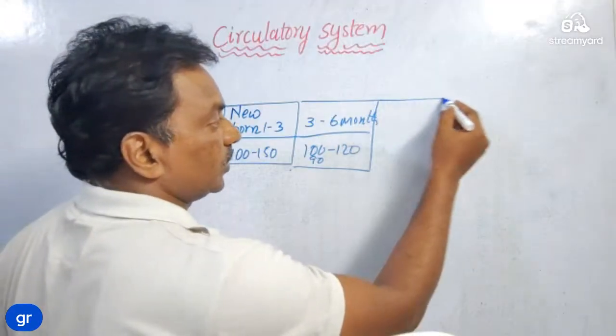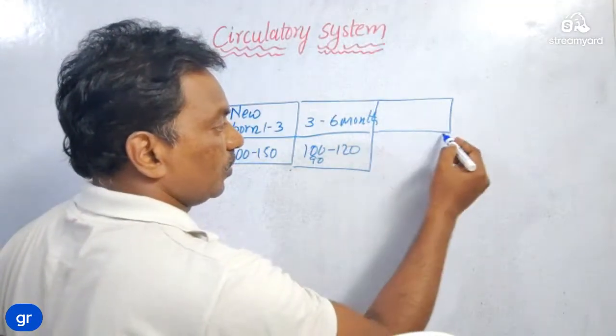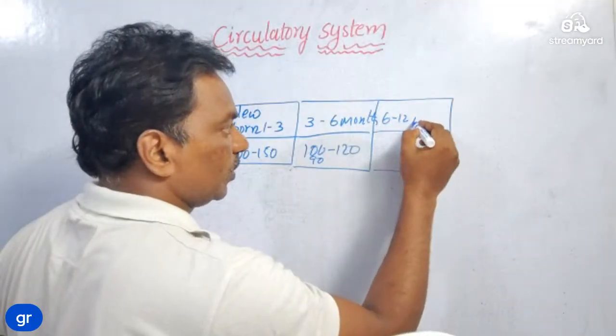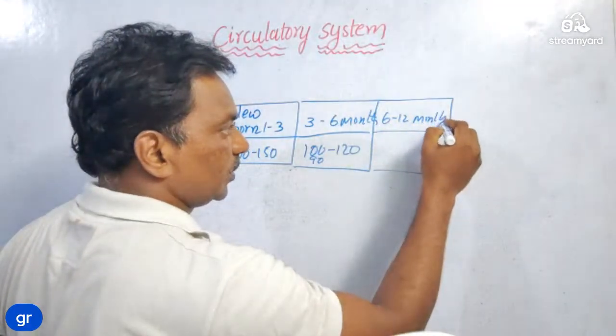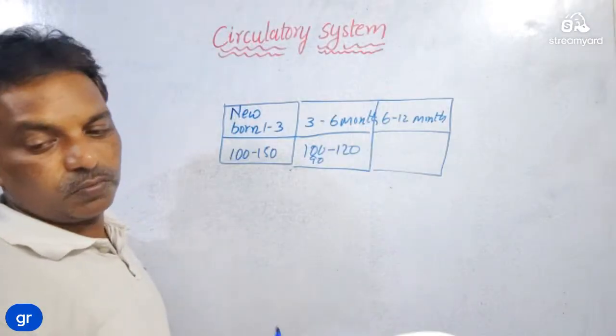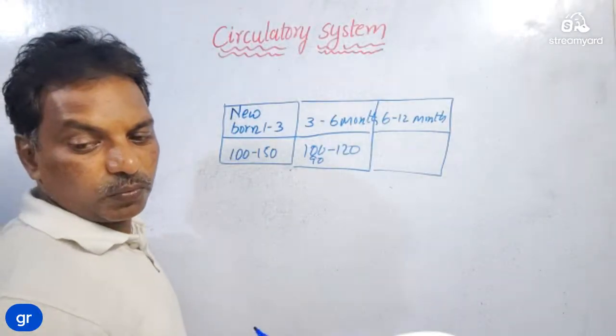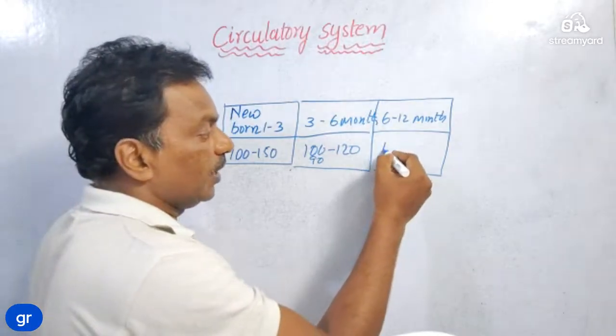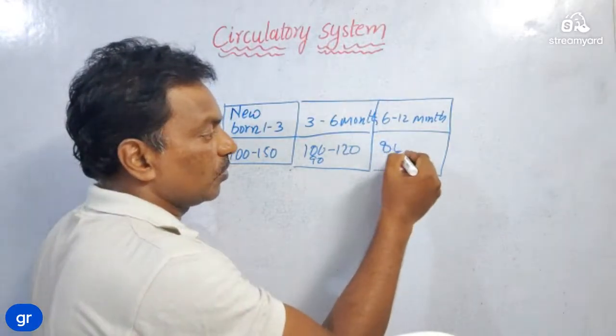Next, we are going to discuss 6 months to 12 months, which means up to 1 year. What is given here? 80 to 120 is given.